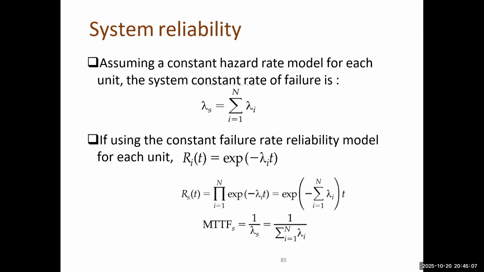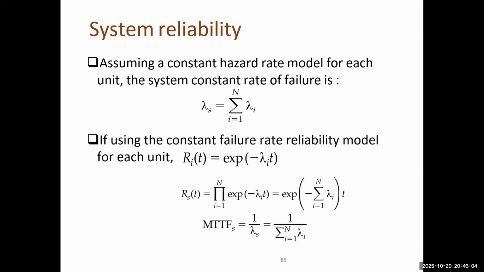The model becomes particularly powerful and simple when we assume that each component has a constant hazard rate, denoted by lambda. In this case, the reliability of each component follows an exponential distribution. Substituting the exponential model into our series system formula, we see the product of the exponentials becomes the exponential of the summation. This reveals a crucial insight: a series system of components with constant failure rates also has a constant failure rate itself. That means the system failure rate lambda_s is the summation of the individual failure rates.